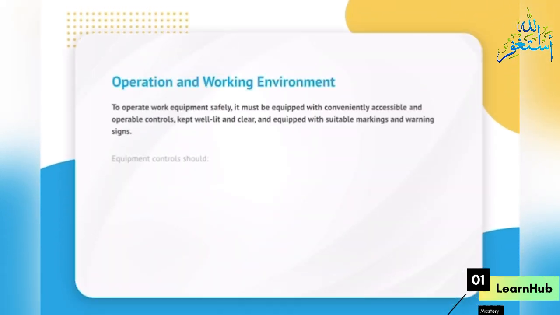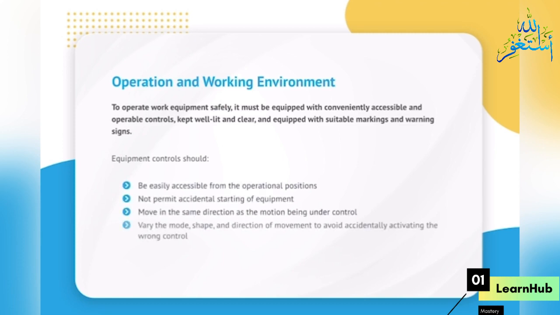Operation and working environment. To operate work equipment safely, it must be equipped with conveniently accessible and operable controls, kept well lit and clear, and equipped with suitable markings and warning signs. Equipment controls should be easily accessible from the operational positions. Not permit accidental starting of equipment. Move in the same direction as the motion being controlled. Vary the mode, shape, and direction of movement to avoid accidentally activating the wrong control.